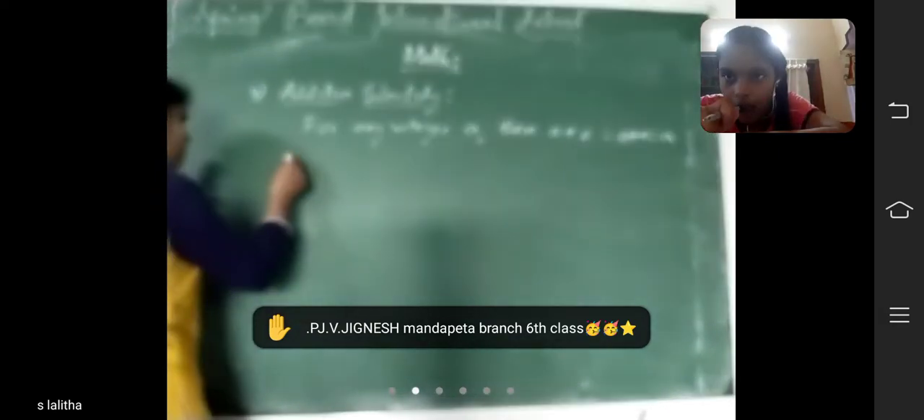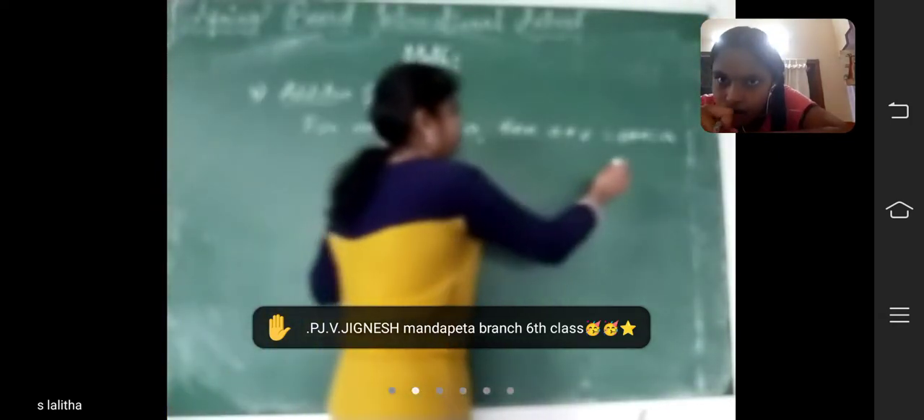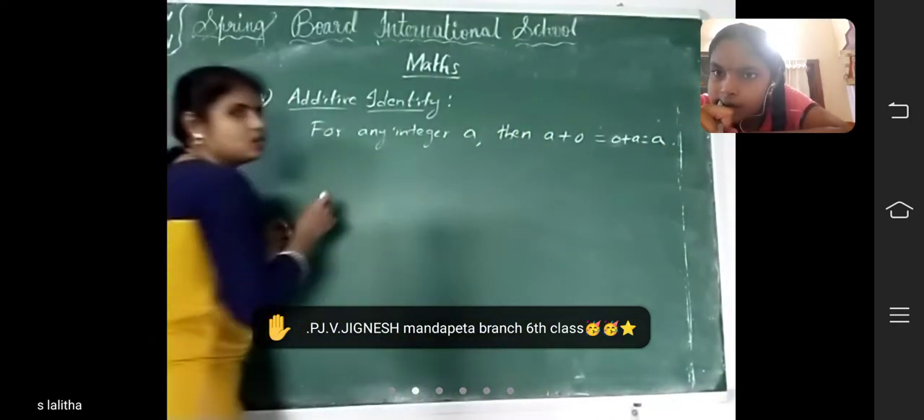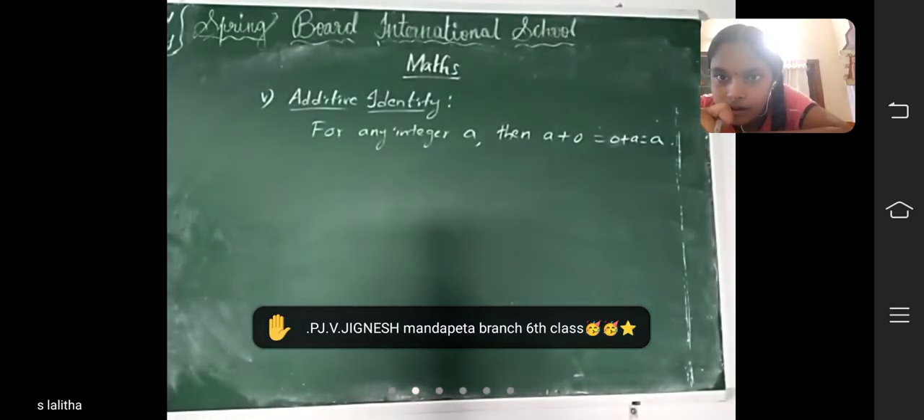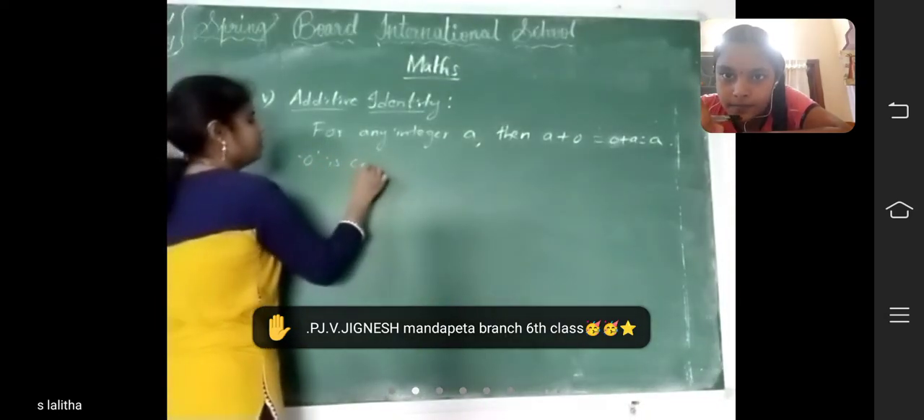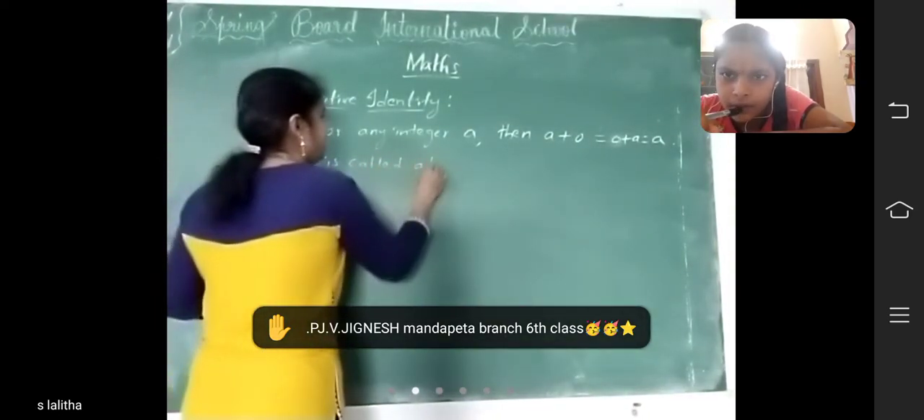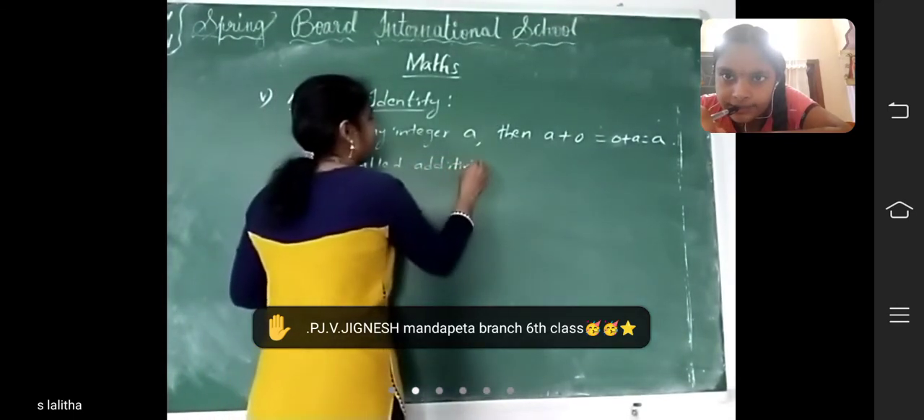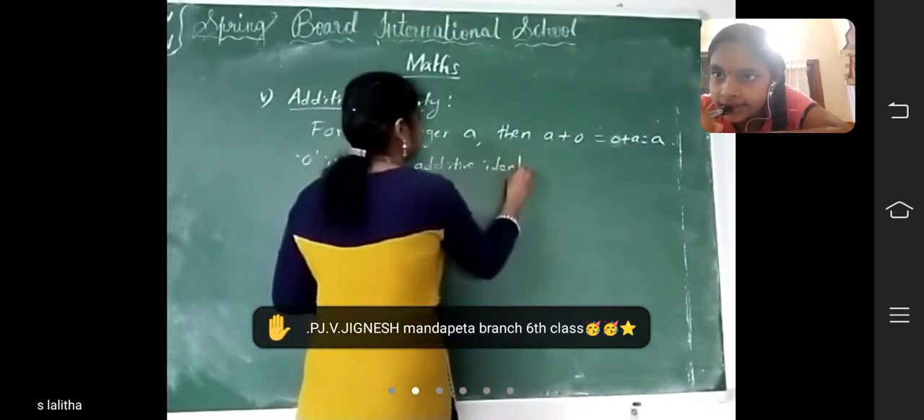Okay. So what is called 0? 0 is called additive identity.